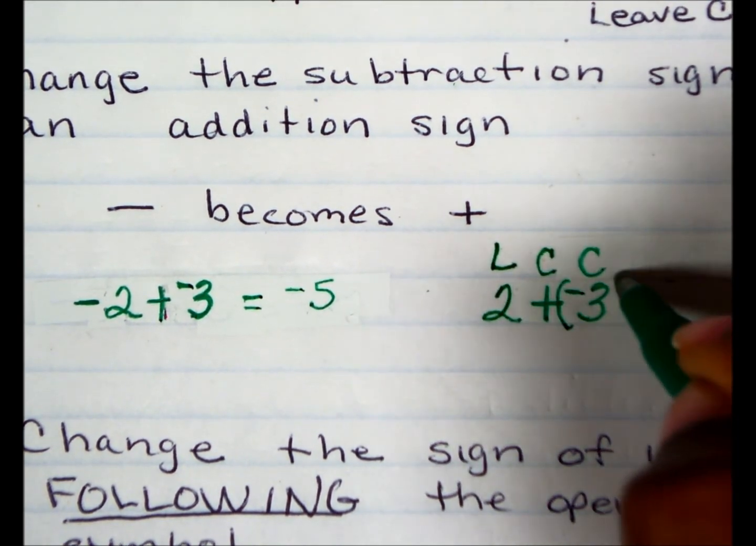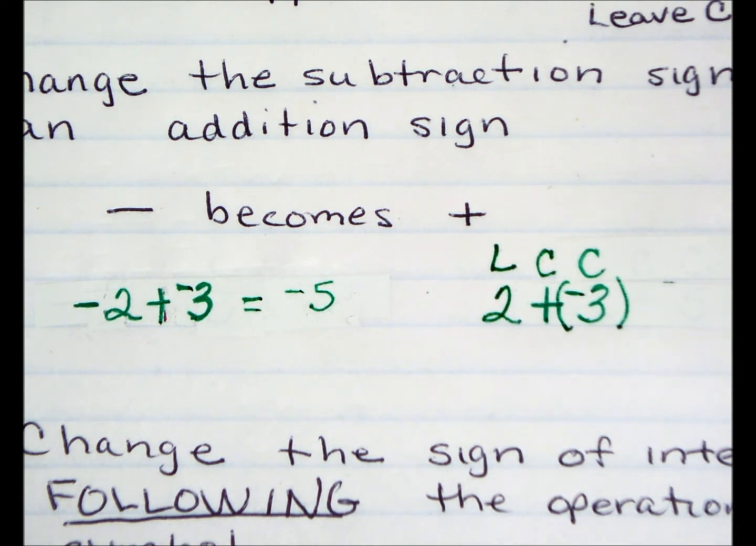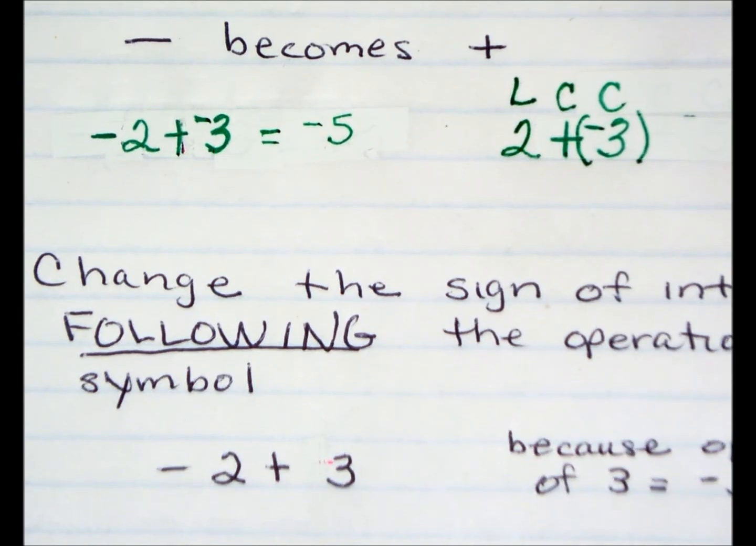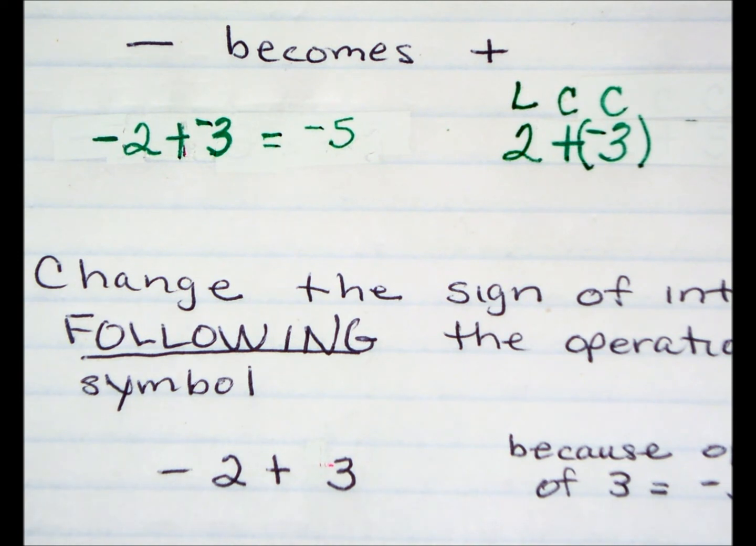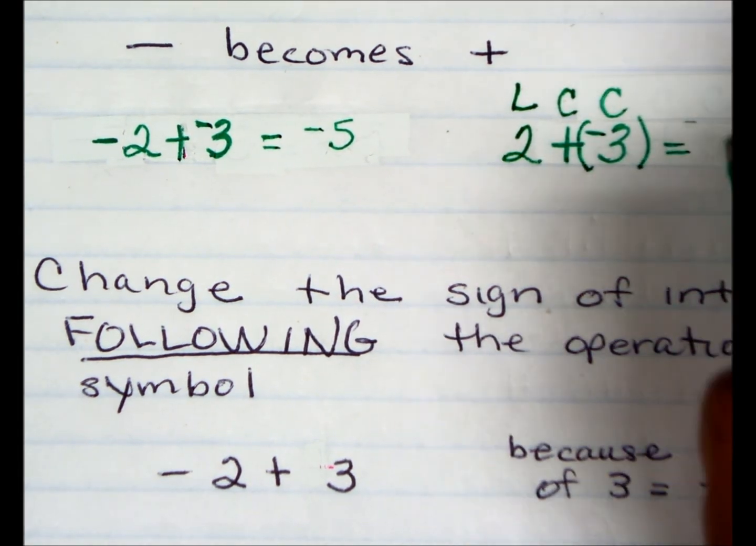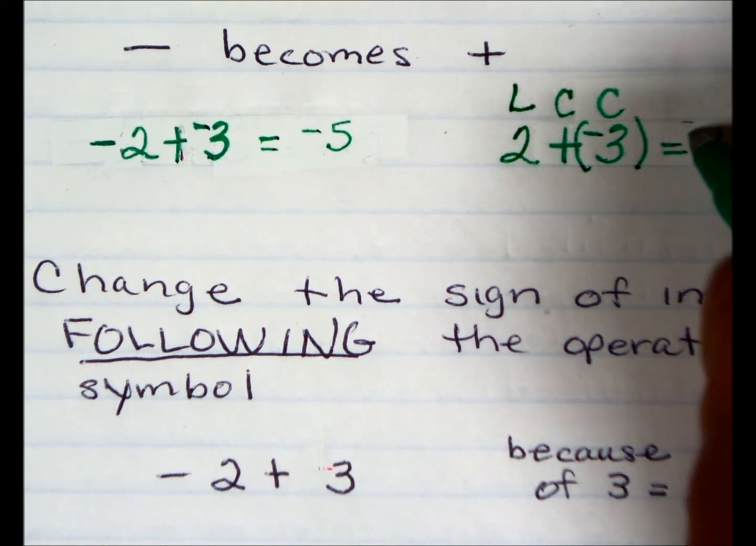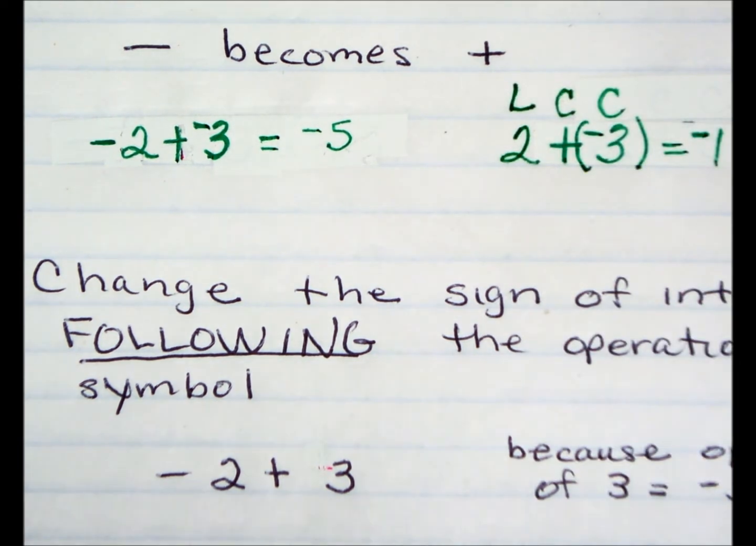Now what we have is to follow the rules for addition of integers. And what does that rule say? It says if the signs are different, find the difference. So I would subtract 3 from 2, and I would get 1. And then since 3 has the greatest absolute value and it's negative, my answer would be negative 1. That's the simple lesson for subtracting integers. So you can either use add the opposite if that makes more sense to you, or leave, change, change if that makes more sense.